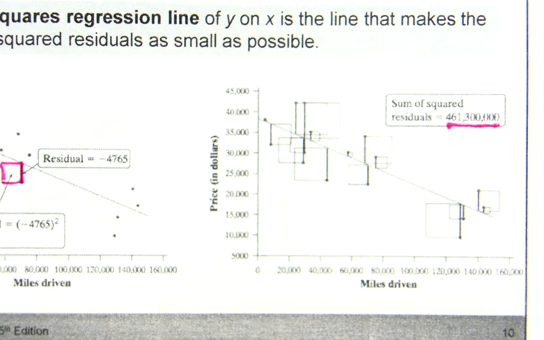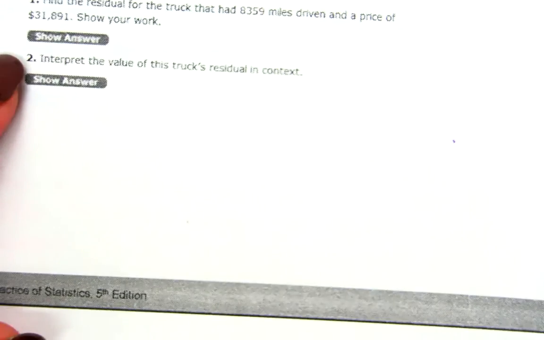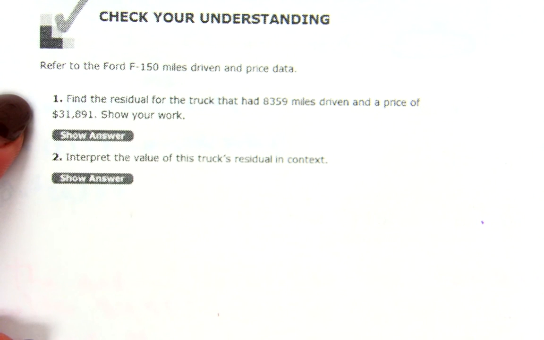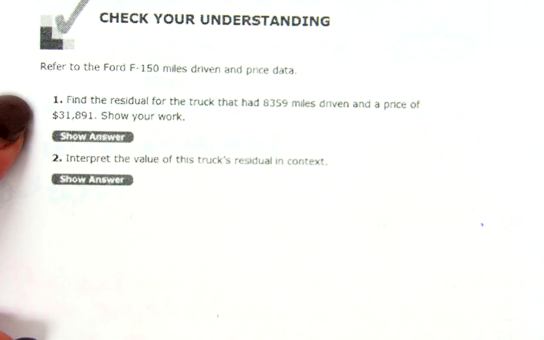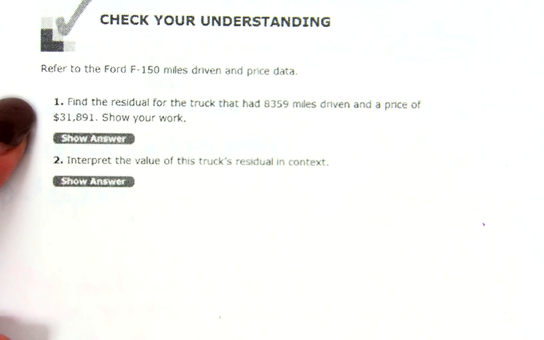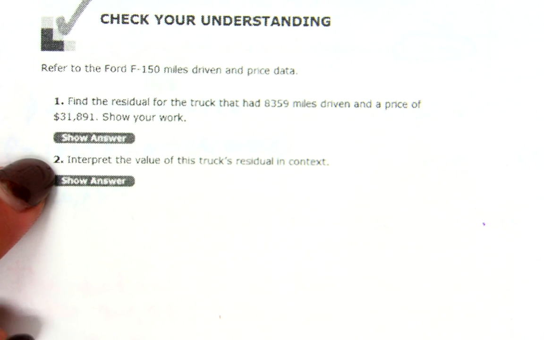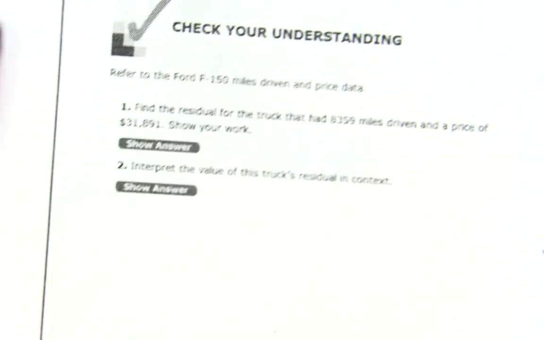Okay, and then your video is based on the Ford F-150 data also. So you can use the same equation that we did in the last two. Find the residual for the truck that has 8,359 miles driven and an actual price of 31,891. Show your work, right? And then interpret the value of this truck's residual in context, just like I did in the previous slide, which was example number 10. All right. If you have any questions, let me know in class.